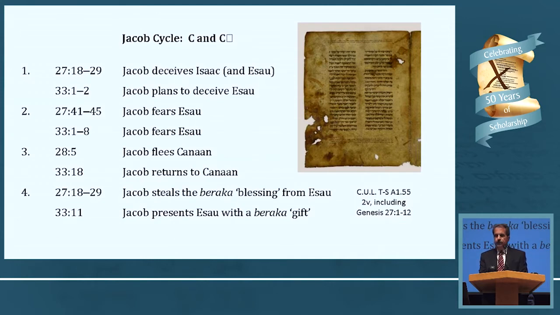is item number 4 here, because in chapter 27, Jacob steals the bracha, the blessing, from Esau by deceiving his blind father Isaac, but he gives the bracha back to Jacob in chapter 33, right? Isn't that beautiful, where the brothers are reunited peacefully? And in that case, bracha doesn't necessarily mean blessing. I've glossed it there as gift. The same Hebrew word is used for a blessing or a gift. And that's just a beautiful thought unto itself that should resonate with all of us in this room.